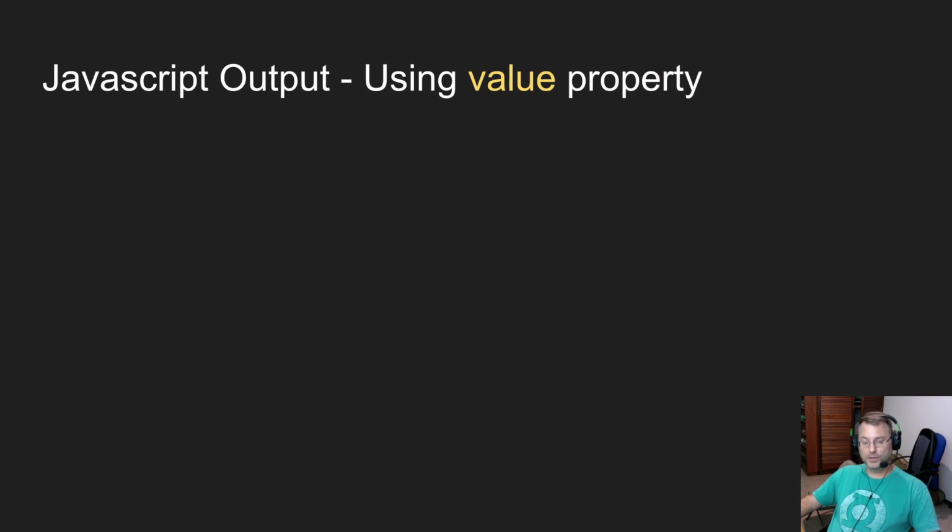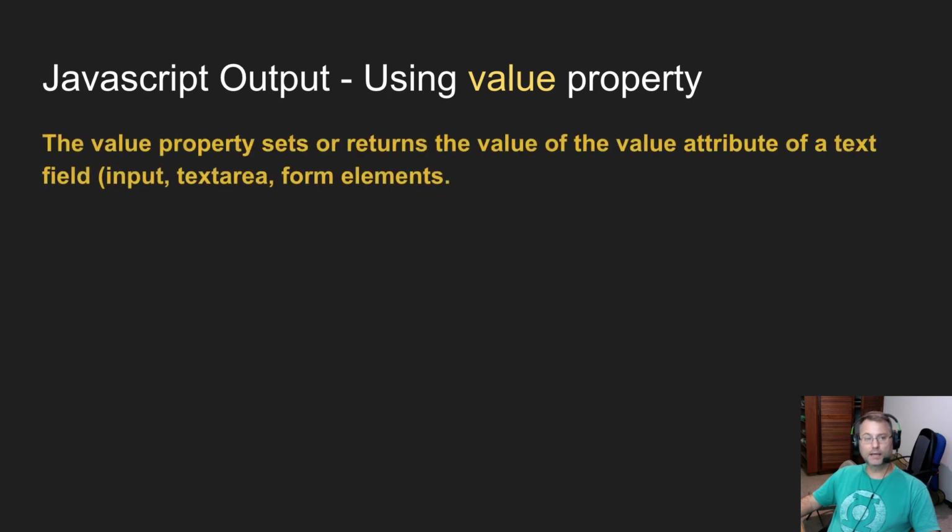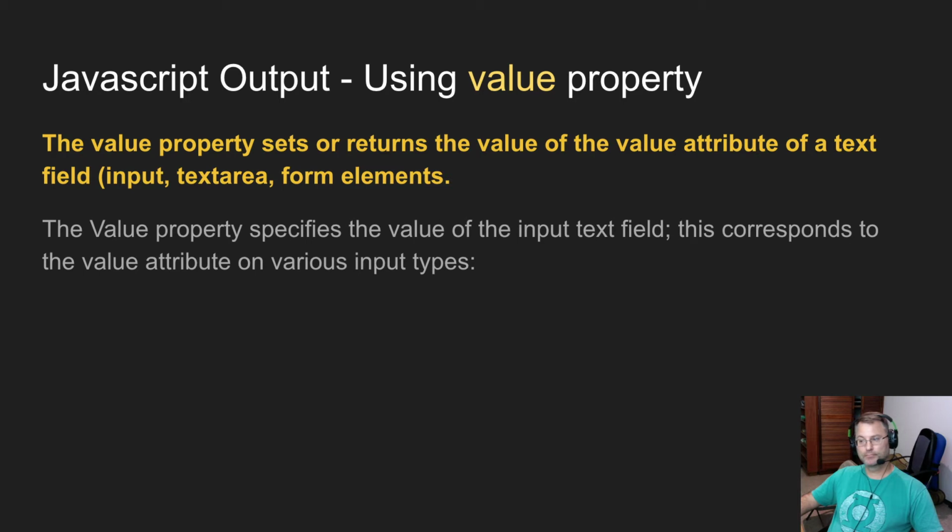Now, we mentioned a moment ago that you cannot use innerHTML to access things like input, textarea, and form elements. This is where the value property is used. The value property sets or returns values from the value attribute of a text field. This text field could be an input, a textarea, or other form elements like buttons or radio buttons or whatnot.